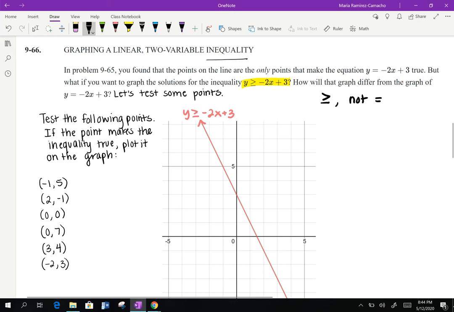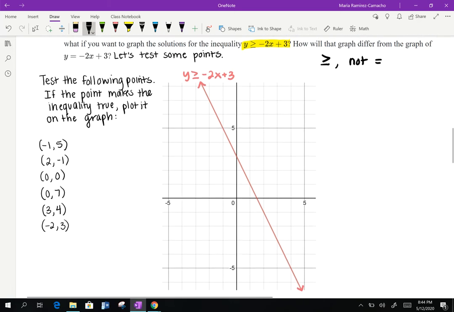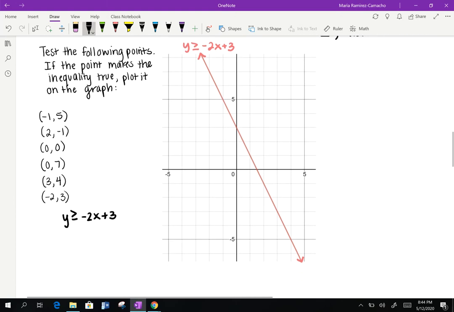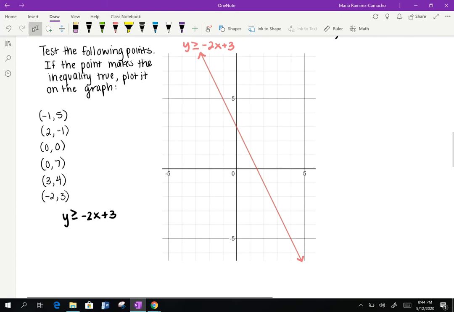So here, test the following points. If the point makes the inequality true, plot it on the graph. So the way that I'm going to test the points is by plugging it into the original inequality, and if it works, then I'm going to graph it. So here's the original inequality. Y is greater than or equal to negative 2x plus 3. So one at a time, I'm going to plug these points in, and again, if it works, if it's true, I'm going to plot it on the graph.